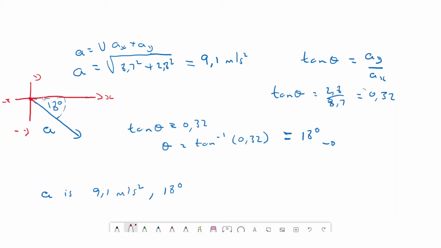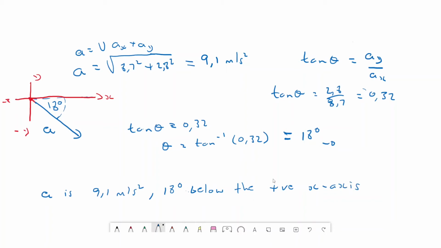So you can see that this 18 degrees is below the positive X-axis. So you're going to say 18 degrees below the positive x-axis. You can say positive, or you can write it as positive. I'm lazy to write positive x-axis.